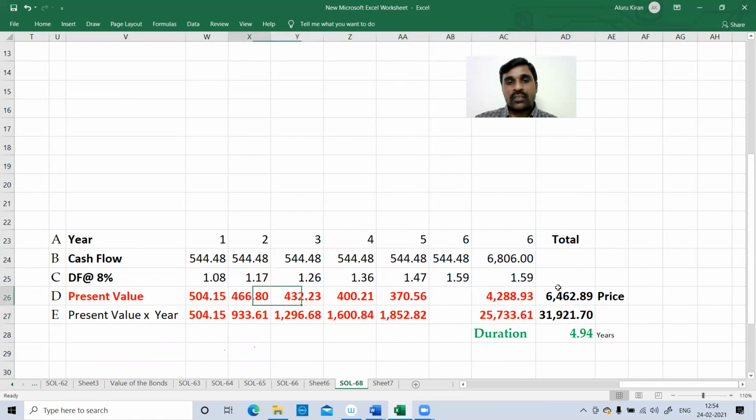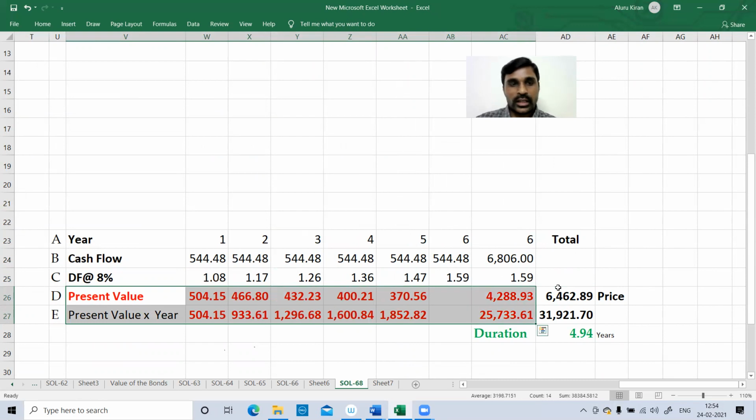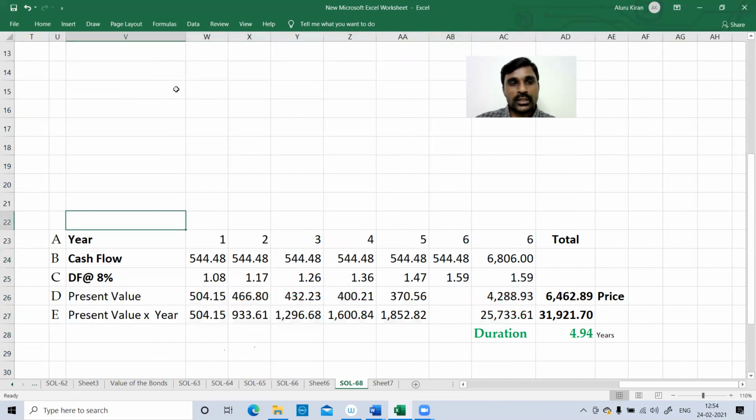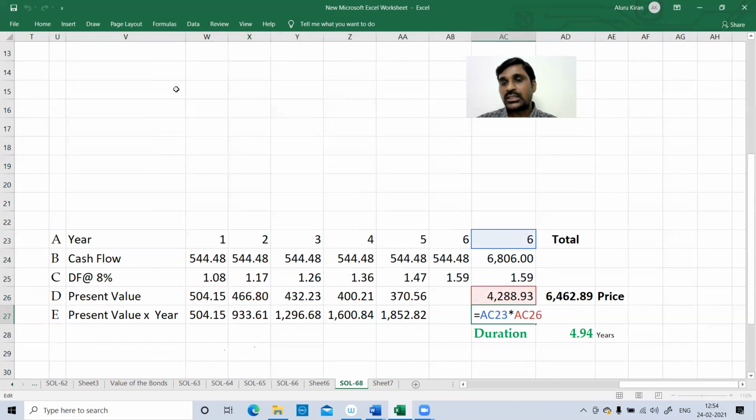This is the price, present value into year. These are the present value into year. This is the formula we know. The total we will get is 25,773, and this total is 31,279.